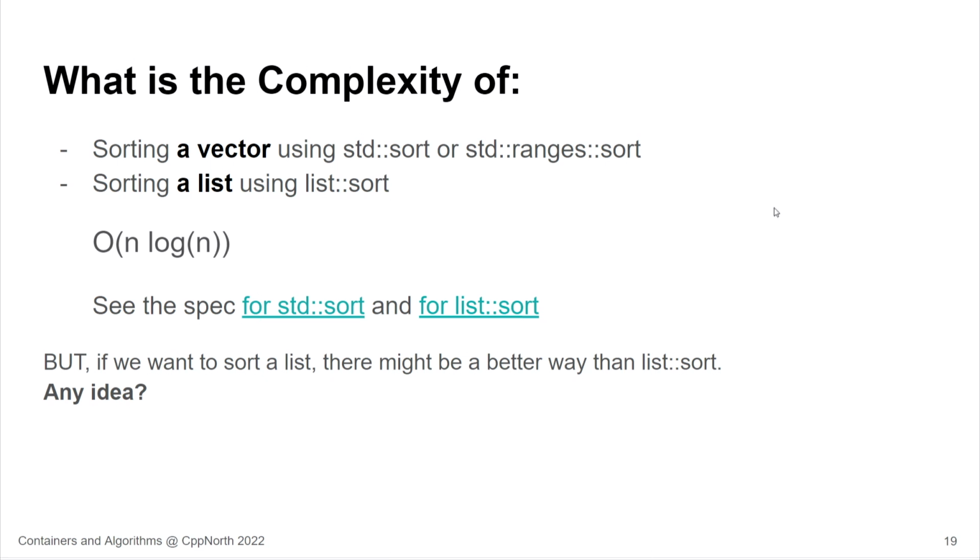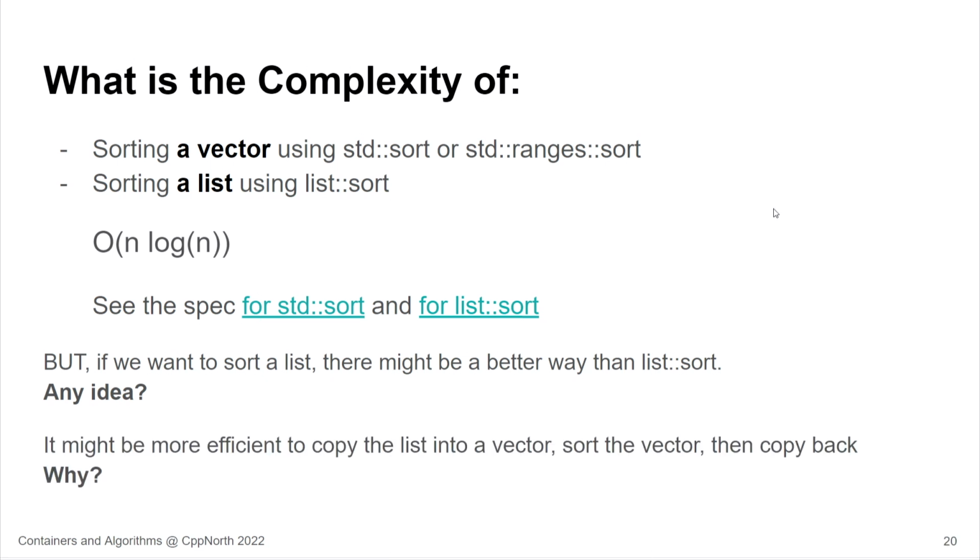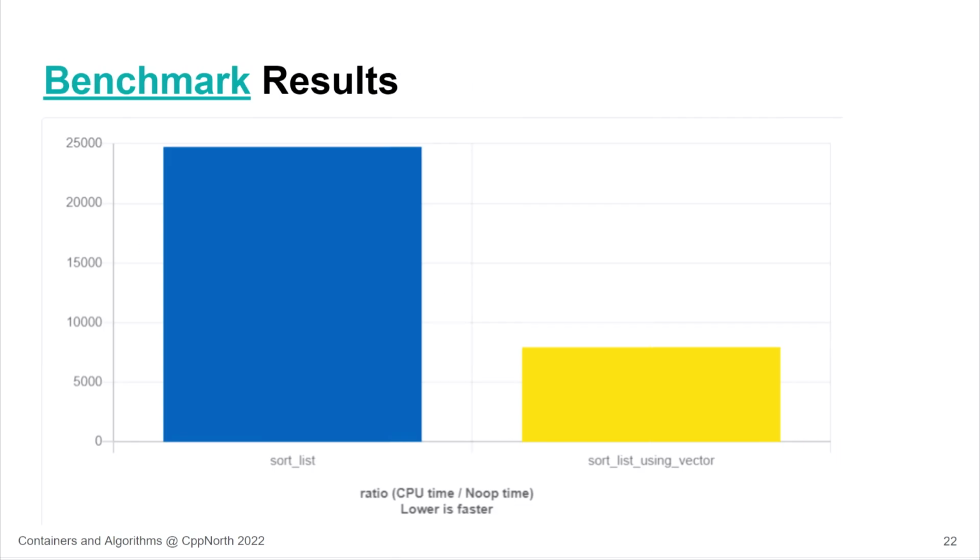Well, I would tell you what can be an approach. We can copy the list to a vector, then sort the vector, then copy back to a list. Any reason for doing that? Yes. It is more efficient. It is more efficient because vector is local, so you get cache locality.